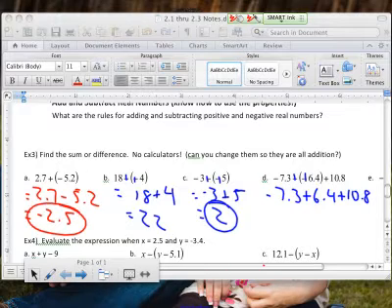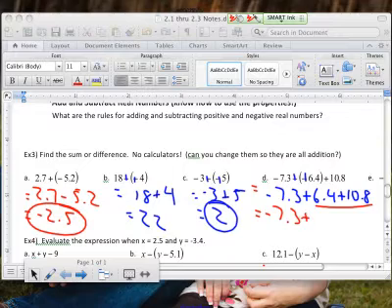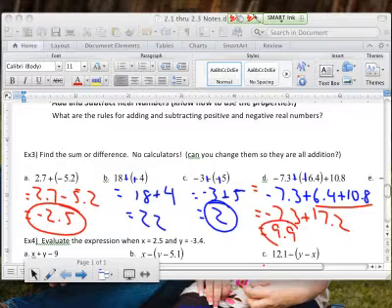Since you're adding, you can add in any order you want. So I would add these two first. So I have -7.3 plus 6.4 and 10.8 makes 17.2. So I have -7.3 plus 17.2. My answer's got to be positive. And then when I subtract them, I get positive 9.9.